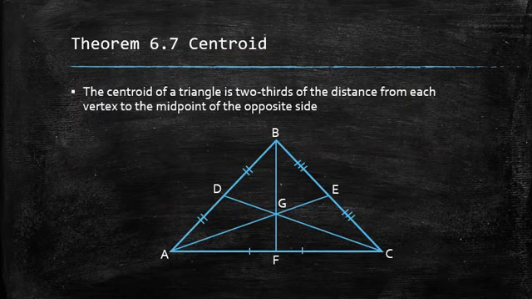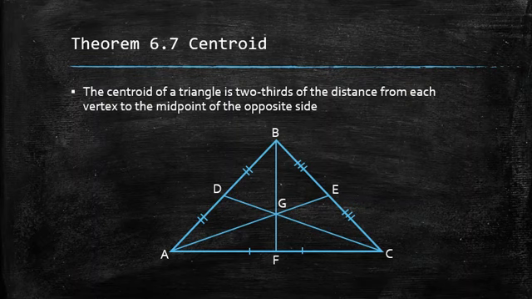Theorem 6.7 describes where to find the centroid of the triangle. If you draw a line from each vertex to the midpoint of the side opposite to the vertex, they would meet at the centroid. The centroid is 2/3 away from each vertex to the midpoint of the opposite side.